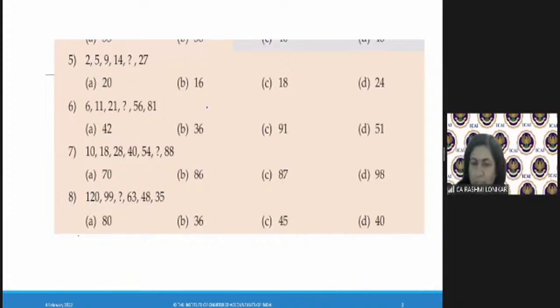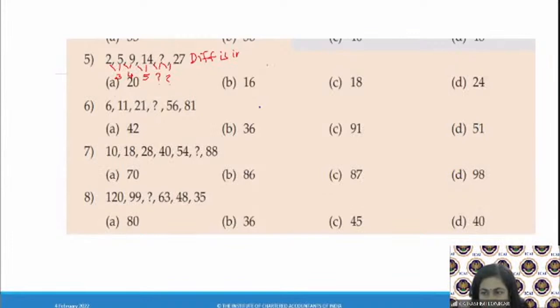Okay, now let us go to the next sum. That is fifth sum. This difference is how much? 5 minus 2. This is 3. 9 minus 5, 4. 14 minus 9, 5. Now here what is happening? They are asking a missing number between the series. So I don't know this difference, right? And I don't know this difference. Now I can see what is happening to the difference. Difference is increasing. Difference is increasing by 1.